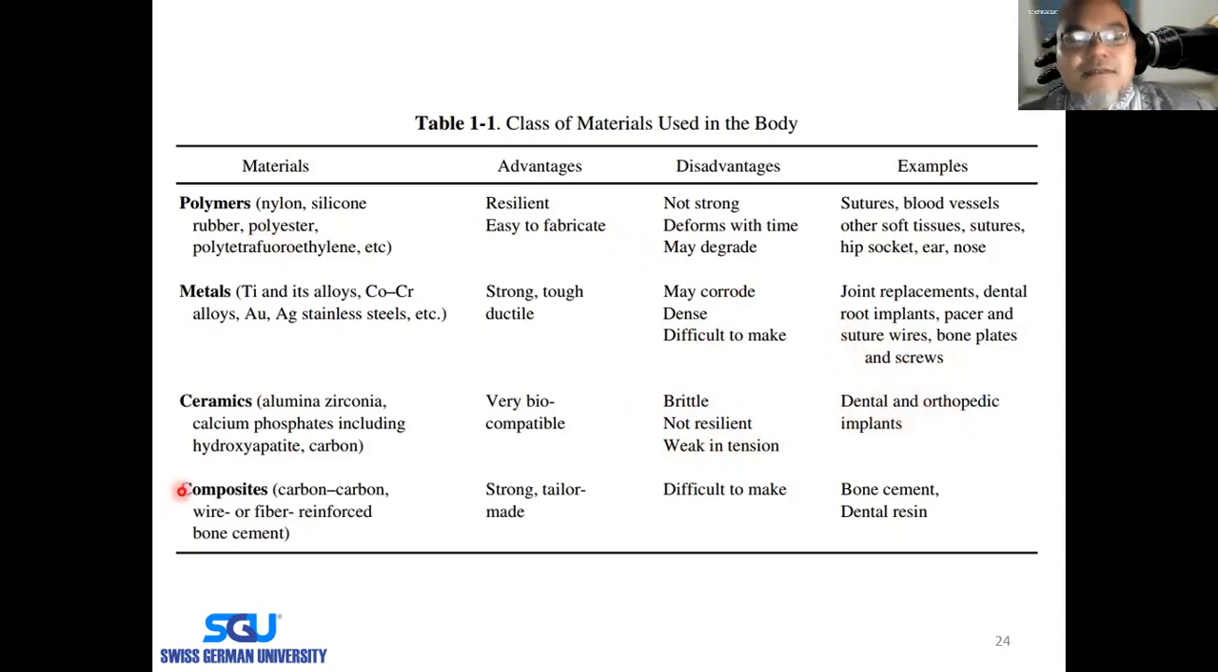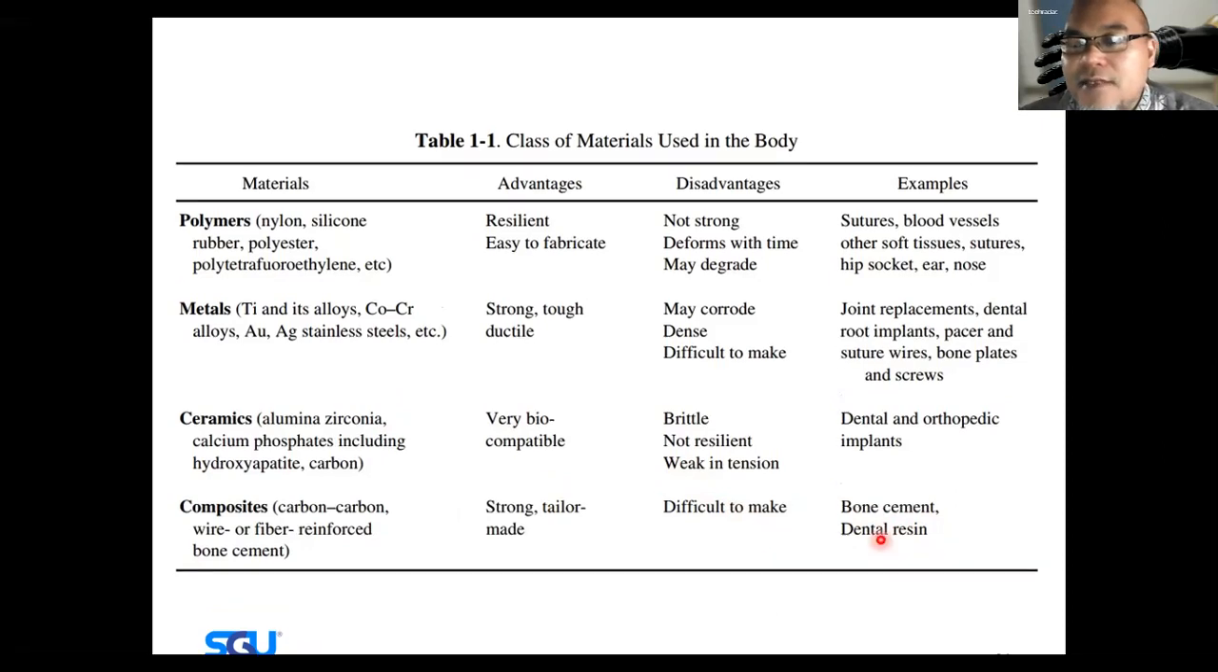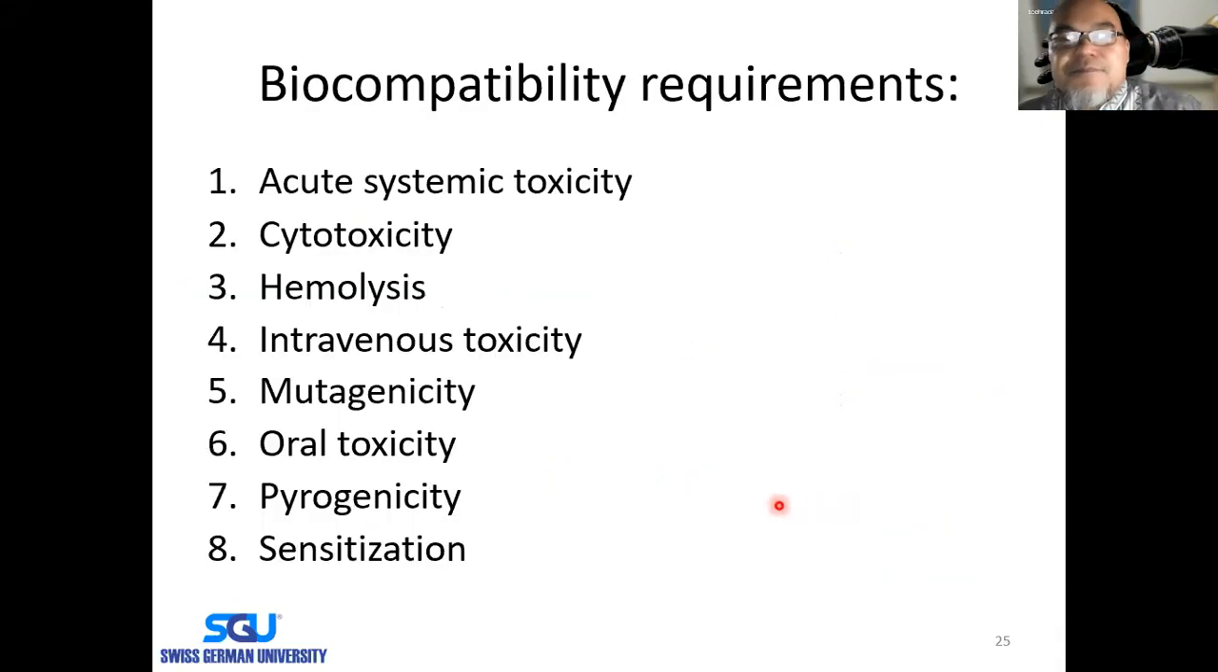Then we have composites, carbon-carbon wire or fiber reinforced bone cement, which is very strong and tailor-made. But they are difficult to make, because the composite consists of different types of material, for example bone cement as well as dental resin.